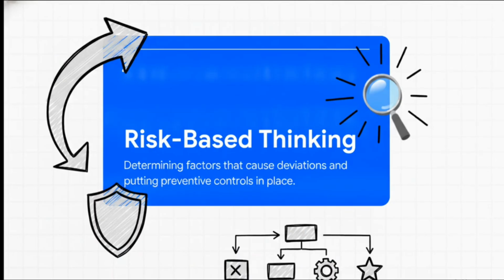This entire evolution is captured in a concept called risk-based thinking. And honestly, it is a massive strategic shift for any business. Instead of just sitting around waiting for failures to pop up, you are proactively determining the factors that could cause deviations. You're putting preventative controls in place right out of the gate, and you're actually using that uncertainty to maximize your opportunities. Proactive risk assessment stops being an afterthought and becomes a completely foundational part of how the organization plans.